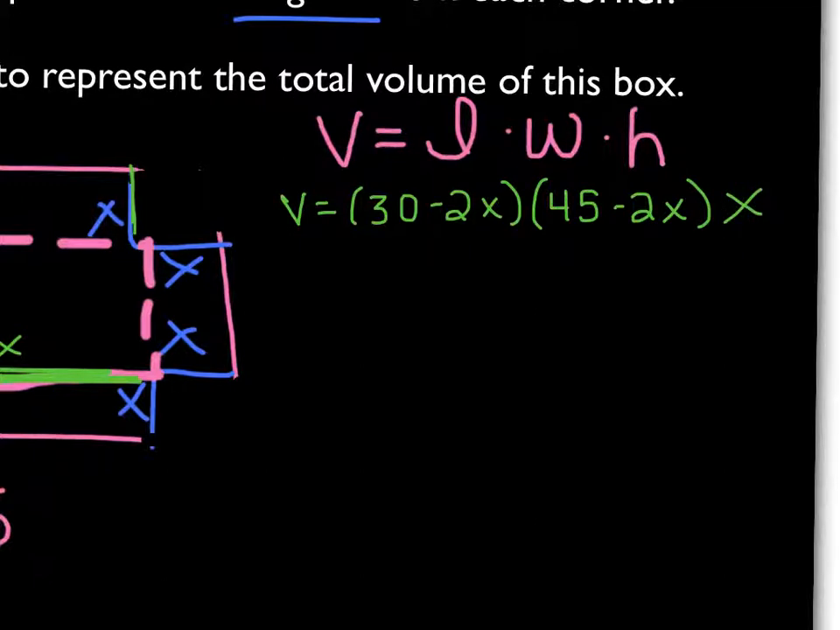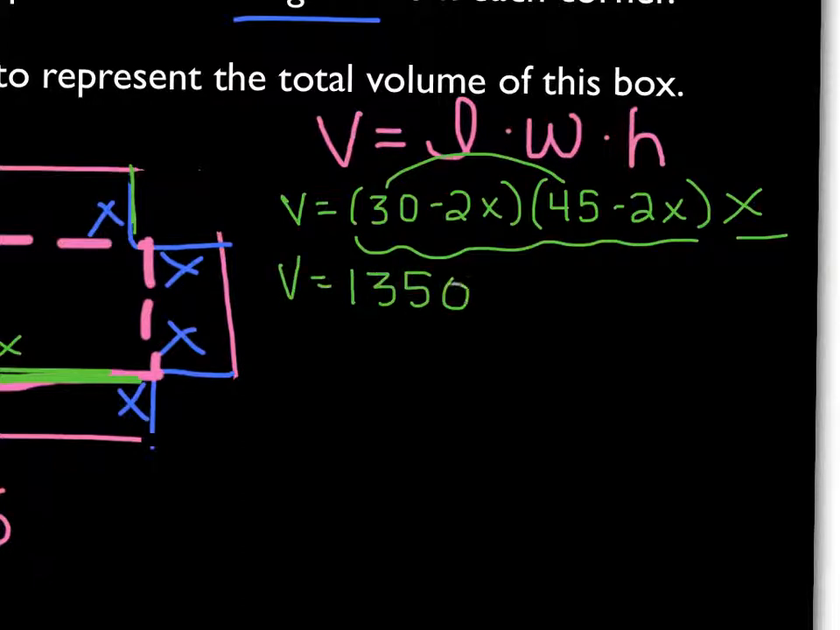So I need to multiply these three things together. Here's what I would do. I would multiply these two, simplify that as much as you can, and then just multiply through by this x at the end. Now this is just FOIL, right? So 30 times 45, I'm going to need your help with that. 1350. Okay, 30 times negative 2x is negative 60x. Negative 2x times 45 is negative 90x.